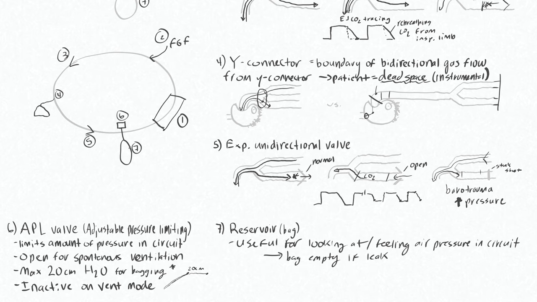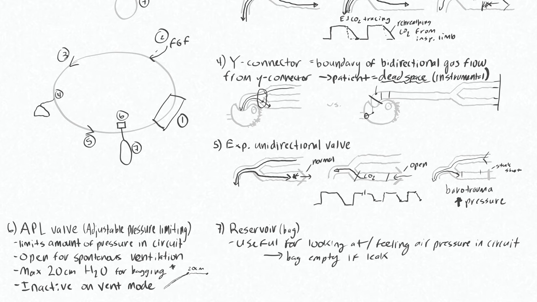Or if there's a hole in your reservoir bag that is small, it could leak through there. And of course, if your APL valve is set to zero and you're not actually allowing pressure to build up in your circuit, you might think there's a leak until you realize that you're still set to zero. If all of those things seem normal, hopefully you can just turn up your fresh gas flows temporarily until you've figured out what the source of the leak is.